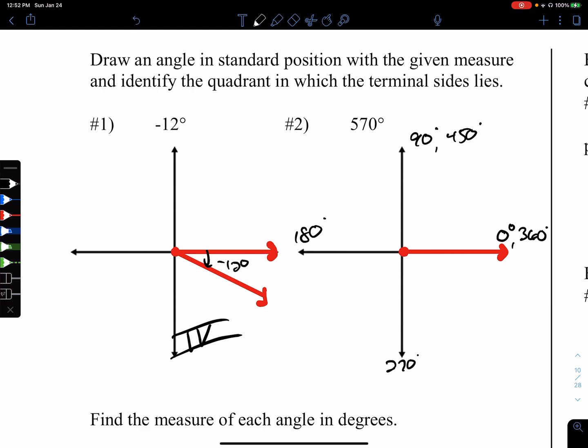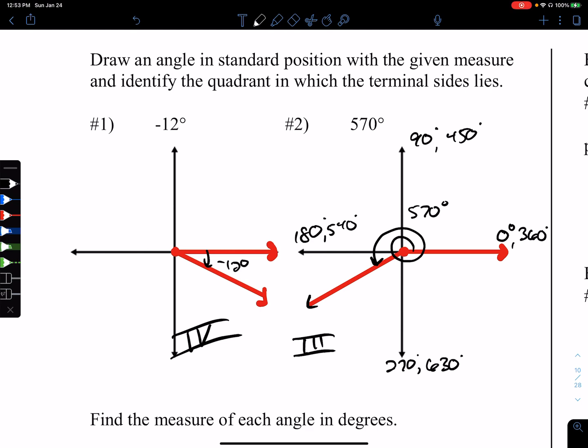90 more than 450 is 540. And 90 more than that gets me to 630. So that means when I draw this, I go a complete revolution and I get 360, 450, 540, and 570 is going to be here in quadrant 3. So I made a complete revolution and then I got to here for my 570 degrees. That's going to give me an angle in quadrant 3.